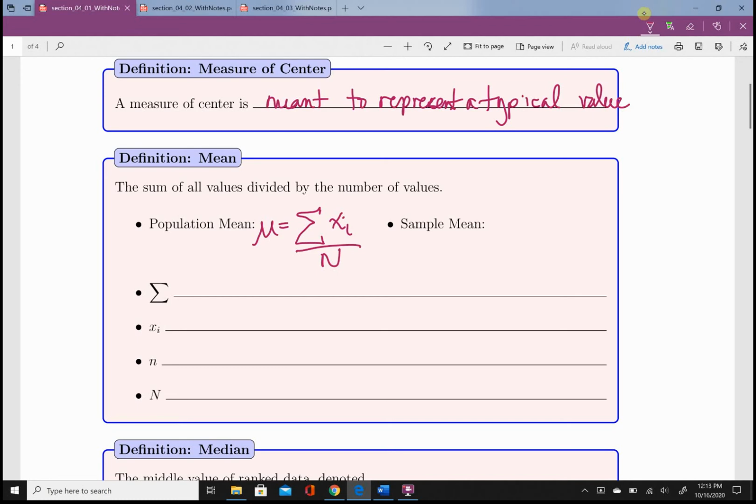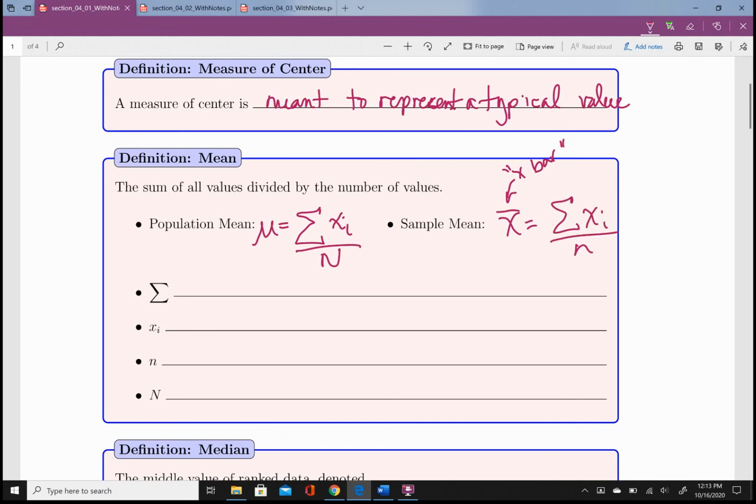But if you're talking about a sample mean, the notation is a little bit different. You use x bar. X bar, in quotes, is the way you're supposed to identify this verbally, and that will be the summation of all of the data points divided by the sample number.